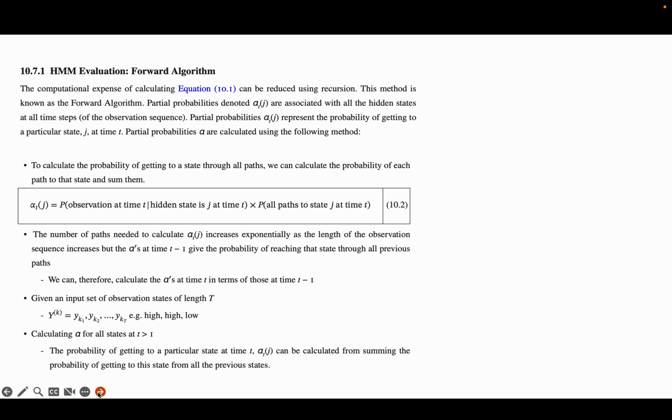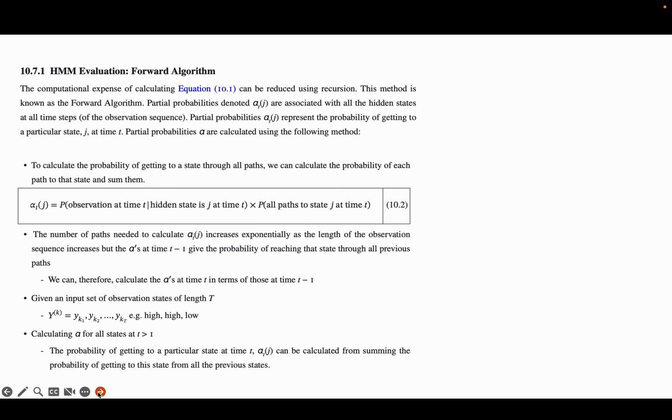So it can be reduced by using recursive relationships, and in this particular case, this is the forward algorithm. Partial probabilities are denoted by alpha subscript t of j. That represents the probability of getting to a particular state j at time t.